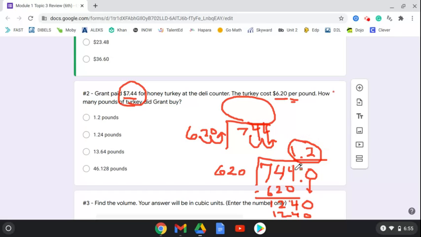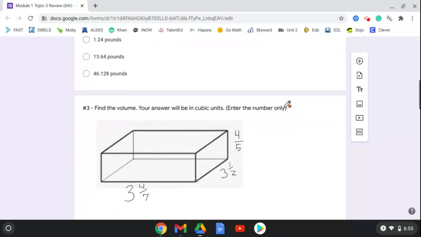If you buy 1.2 pounds at $6.20, then you're going to pay $7.44. So take your total cost and divide by the cost per pound, and that would give you how many pounds that you bought. All right, number 3, find the volume.